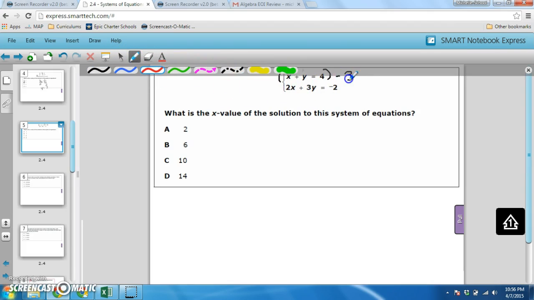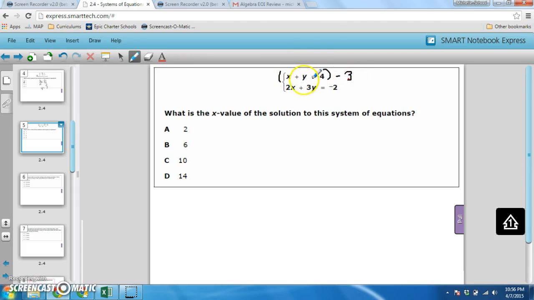The big thing you need to remember, though, is when you multiply this equation by -3, you're multiplying each piece by -3. So I'm going to rewrite it. It's going to become -3x minus 3y equals -12. Okay, and then we're going to write the other equation that we did not change right underneath of it. 2x plus 3y equals -2.